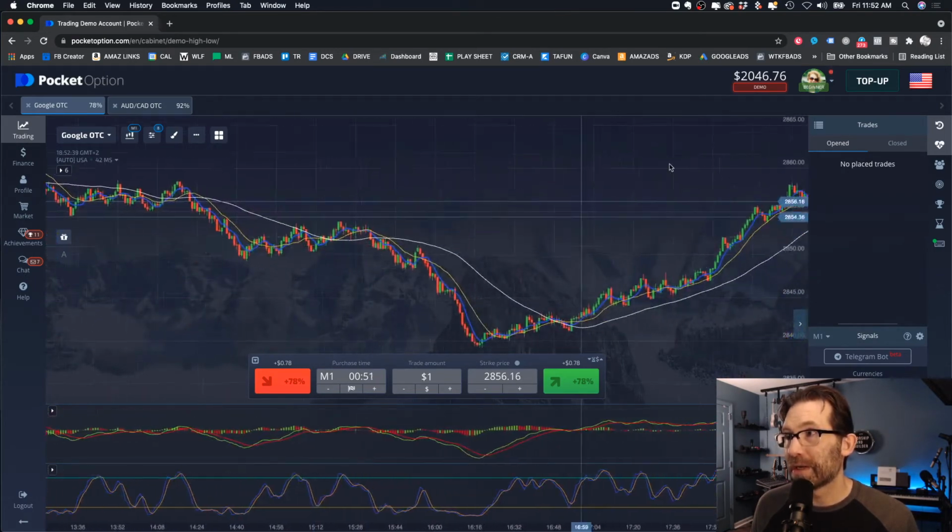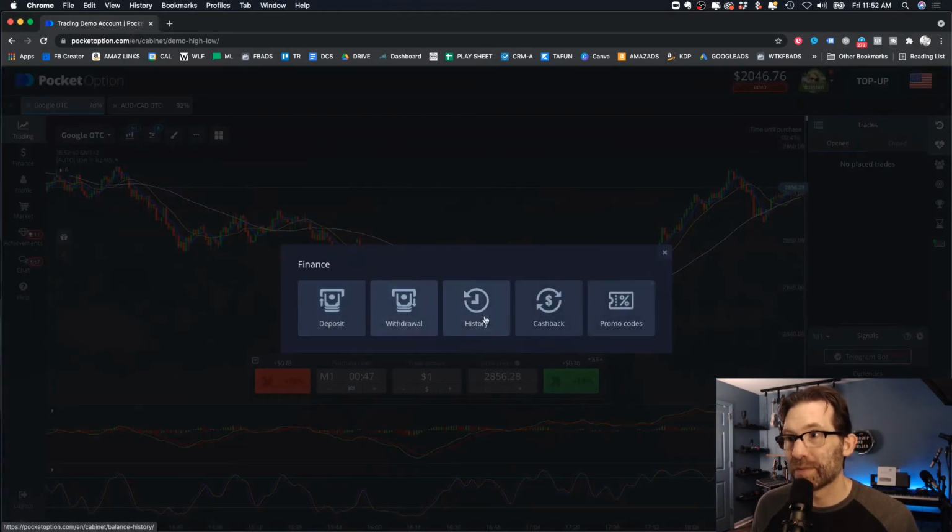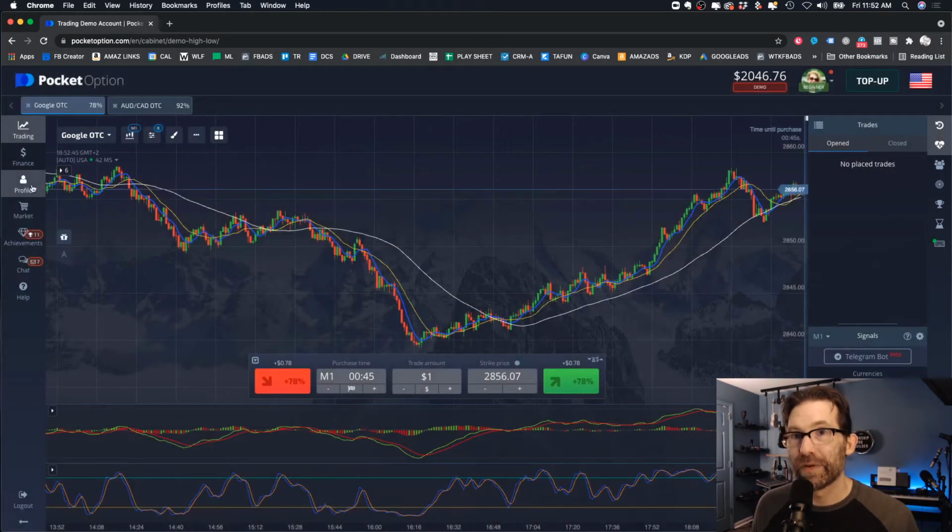You can put money in your account by going into your account. You can go finance, and it says, okay, you can deposit, withdrawal, or you can look at your history. Has all of those things. You can look at your profile. You can look at your achievements. You can look at chat. In this right-hand corner, we have a lot of interesting things.